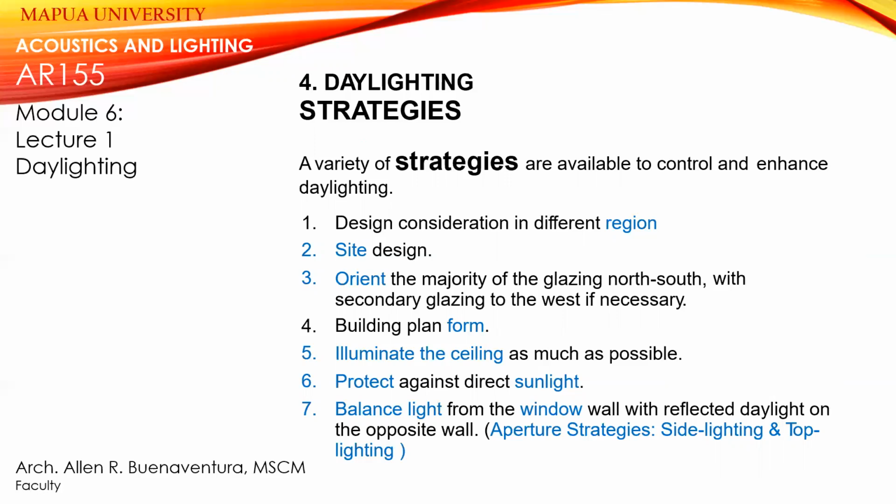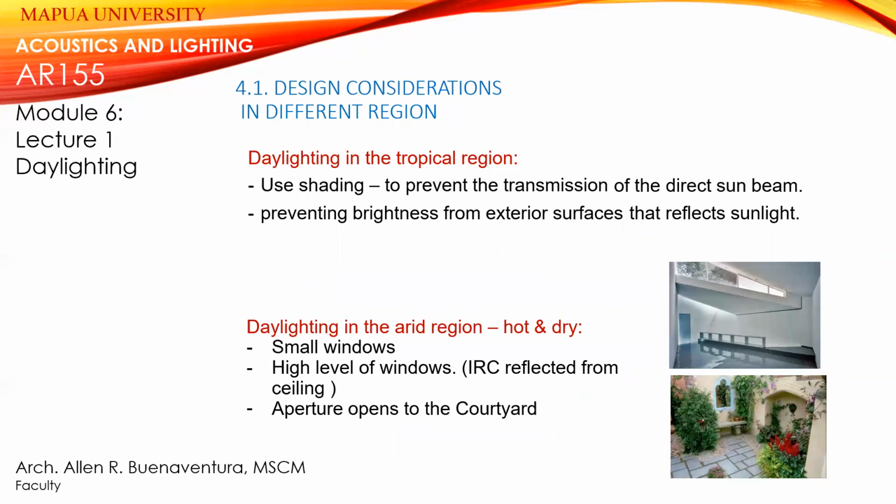So what are the design considerations in different regions? For daylight in the tropical region, use shading to prevent the transmission of direct sun beam and prevent brightness from the exterior surface that reflects light. This is the tropical region, like in the Philippines. We will prevent the direct direction of light onto exterior surfaces that reflect the sunlight, so that it will not cause glare to the outdoors. At the same time, use shading to prevent the transmission of direct sunlight inside the room.